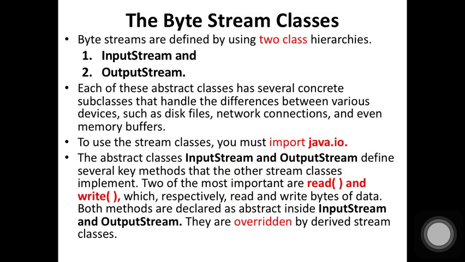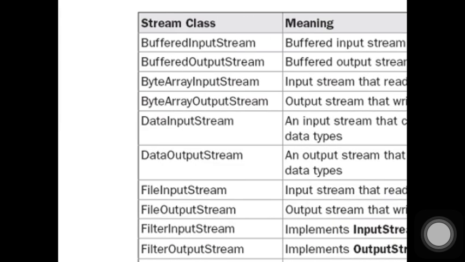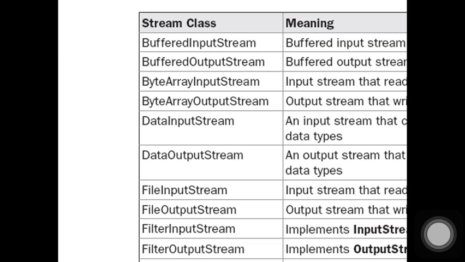Two of the most important methods here are read and write. The read method is meant to read a value, and the write method is meant to send a value to output devices. And these are overridden by derived stream classes. Some of the classes defined in byte stream classes are buffered input streams, buffered output streams, byte array input streams, byte array output streams, and so on. There are plenty of things here.